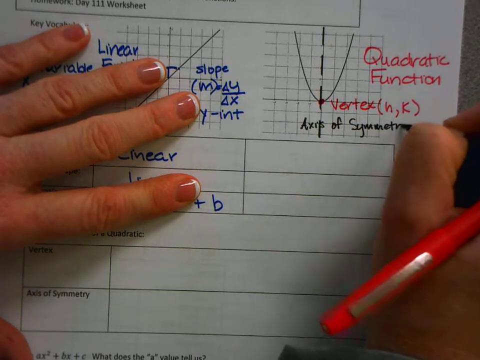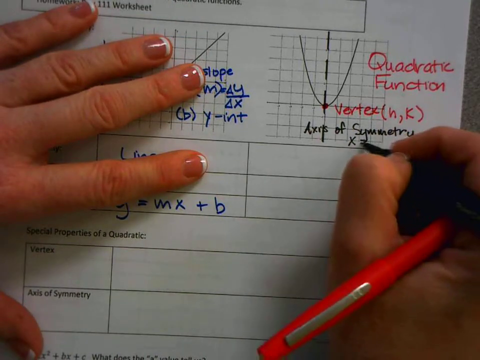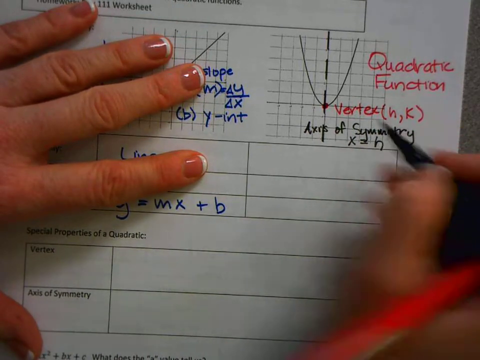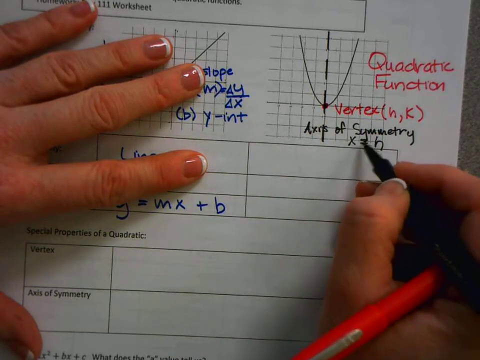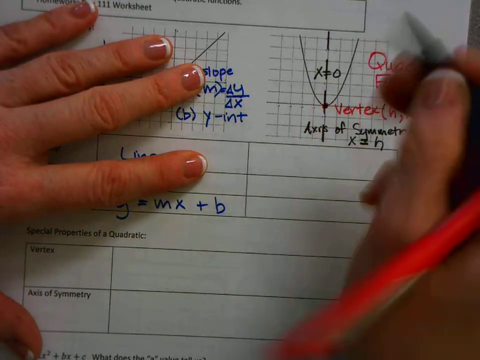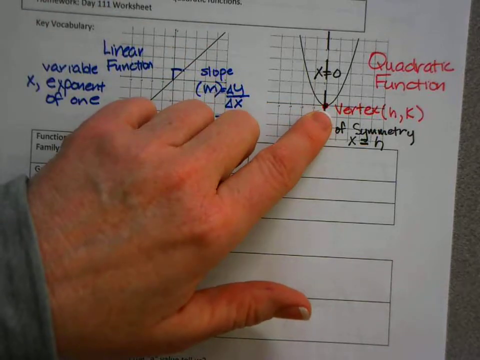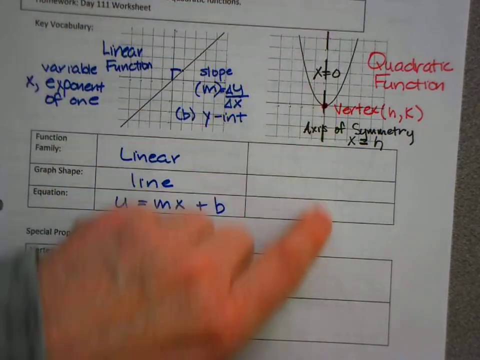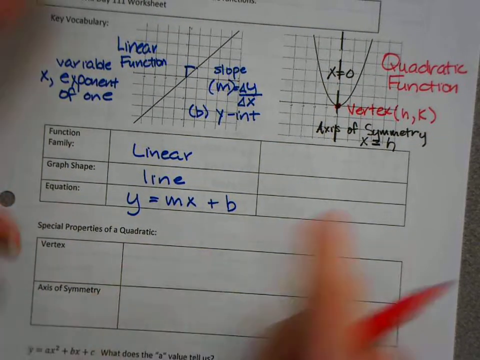And this line, as all good lines, has an equation. It's x equals h, because there's the h value. So the line is actually x equals h, and in this case, x equals 0. A vertical line where the only x value is 0. Y goes from infinity to negative infinity, but x is always 0.